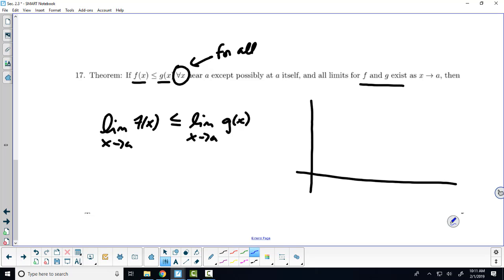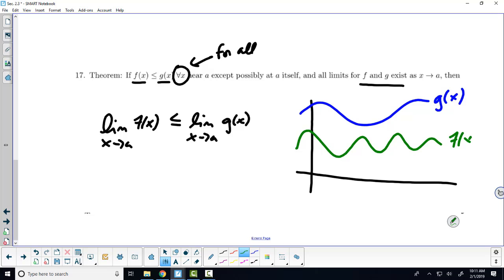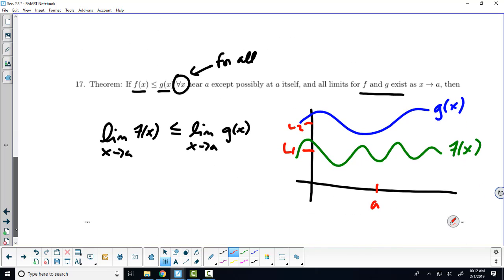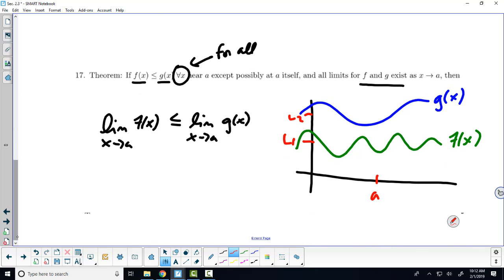And the picture that goes with this is if I have some function g of x here, and some function f of x here, what do we notice? We notice that the y values of f are always below the y values of g. That means that if both have limits that exist at a, this L value must be below this L value. That's all we're saying there. It's not too exciting of a theorem, but we're going to need it for the next one. Questions on that? This is a stepping stone for the next theorem.